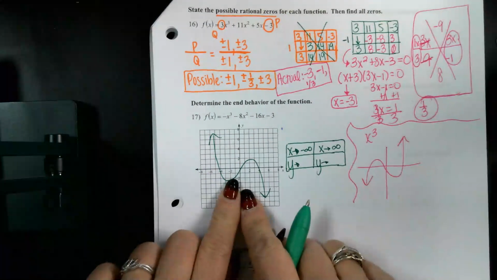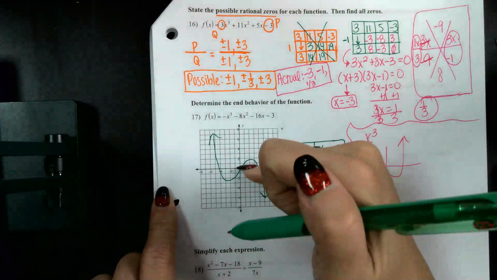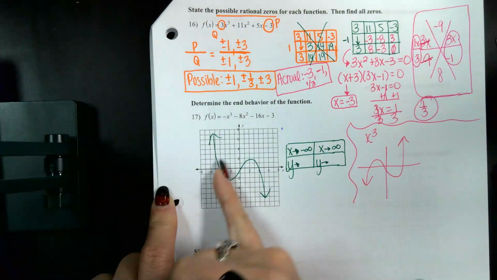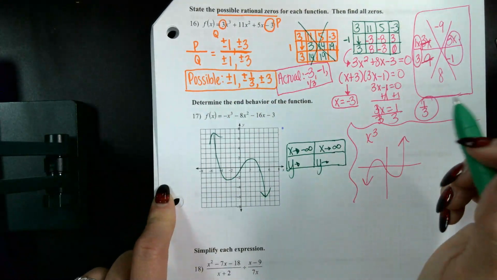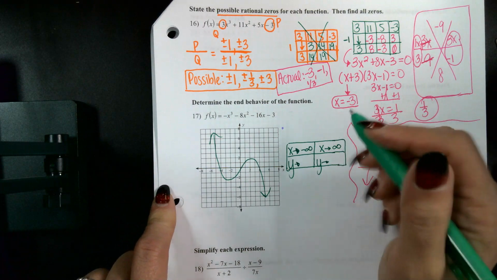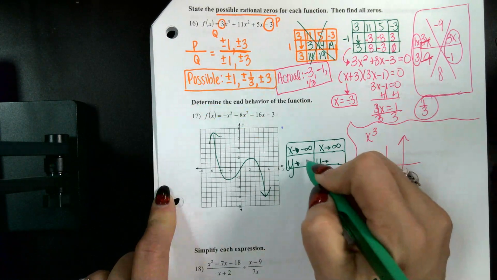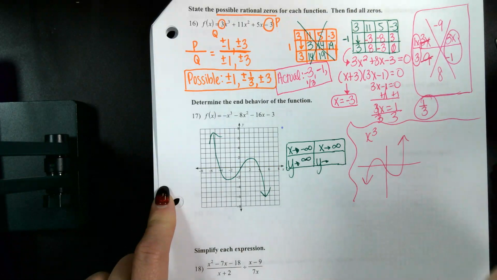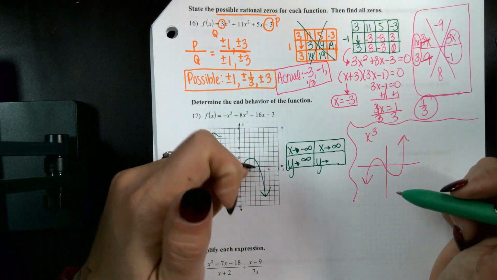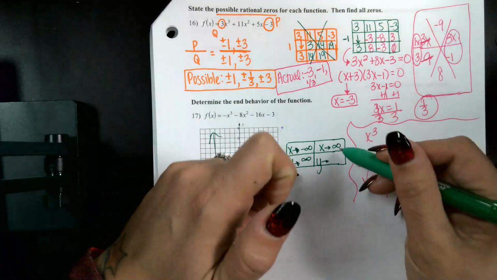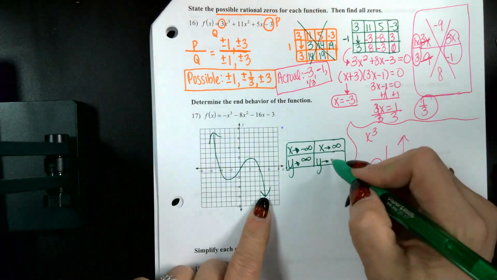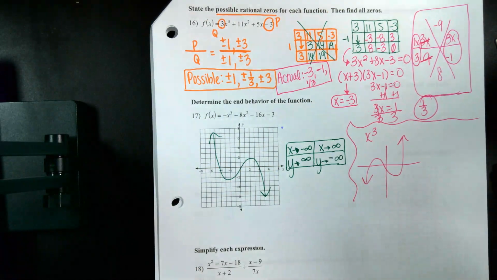So what's happening here? As I go negative on the x, what's happening to the y? As I go this way, it's going up. So that approaches positive infinity. And as I go to the right, which means as I go to the x positive, what happens to the y? It goes towards negative infinity.